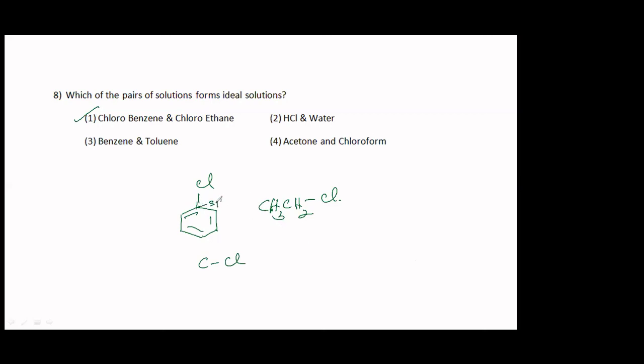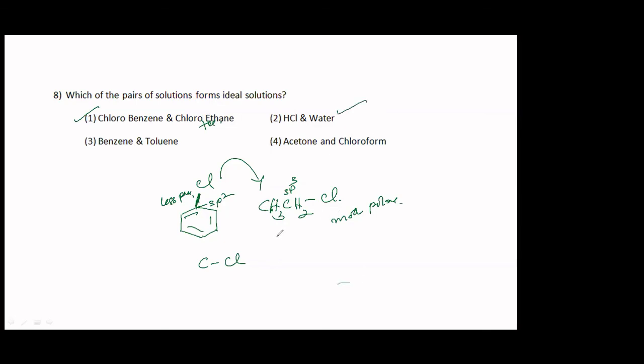This is sp2 carbon. This is sp3 carbon, isn't it? sp2 carbon is a little more electronegative. So therefore, this bond will be less polar. This will be more polar. So therefore, when you mix this into this, the new interactions formed will be weaker and hence show positive deviation. What about HCl and water?